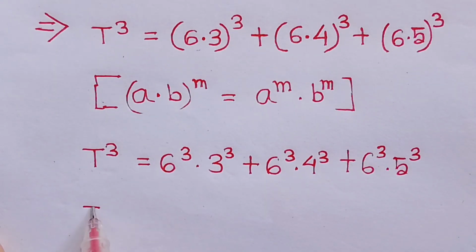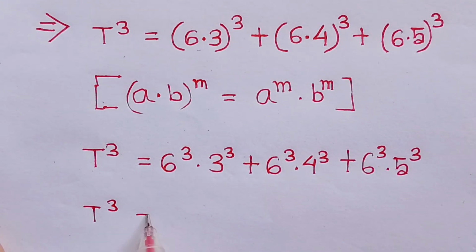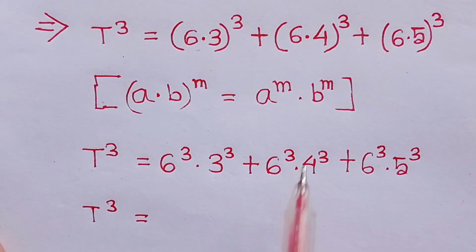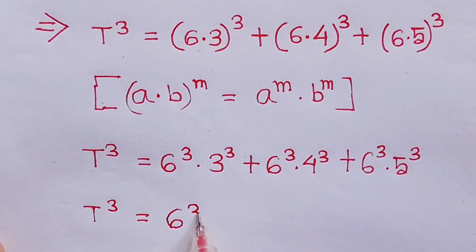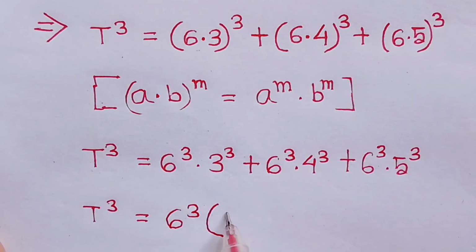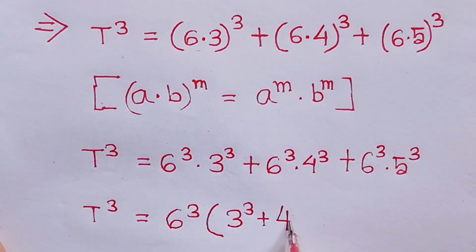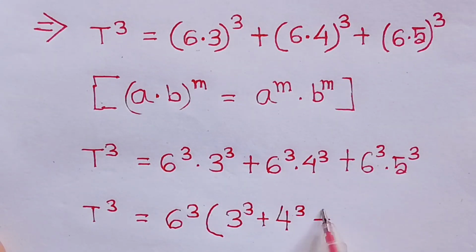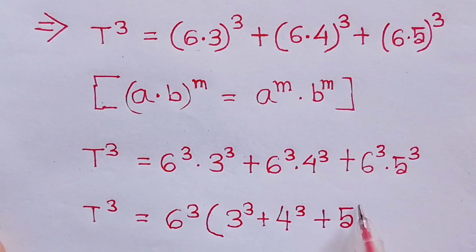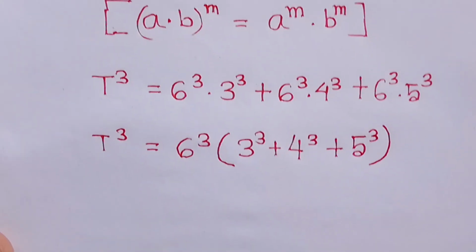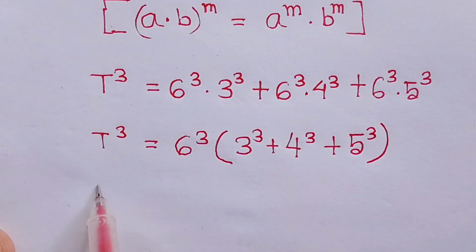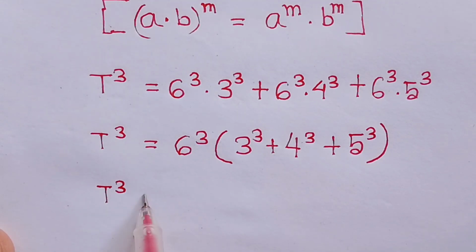So here we can see t to the power cube equals, from this equation, 6 to the power cube is everywhere, so we can easily take it common and get 6 to the power cube common bracket 3 to the power cube plus 4 to the power cube plus 5 to the power cube bracket. After that the equation will look like t to the power cube.